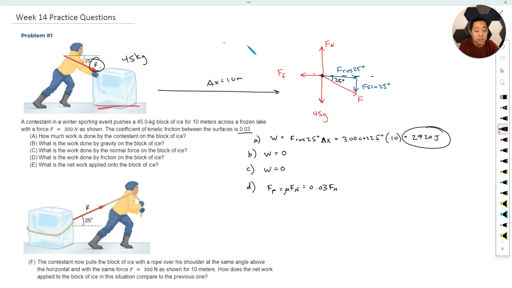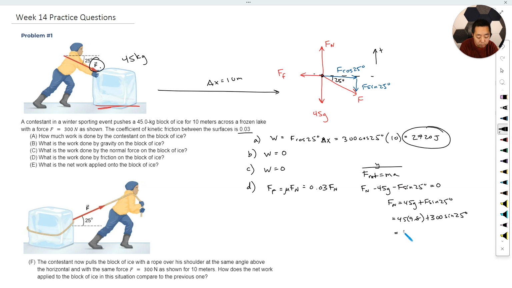Now, what is the normal force? Here we're going to have to do F net equals ma in the y direction. So let's say up is positive. So we'd say Fn is positive, 45g is negative, F sine 25 degrees is also negative, and that equals 0. So the normal force is going to equal 45g plus F sine 25 degrees. That's going to equal 45 times 9.8 plus 300 sine 25 degrees. So let's see what that gives us. That's going to be 568. And so our frictional force is 0.03 times 568, and I get about 17.